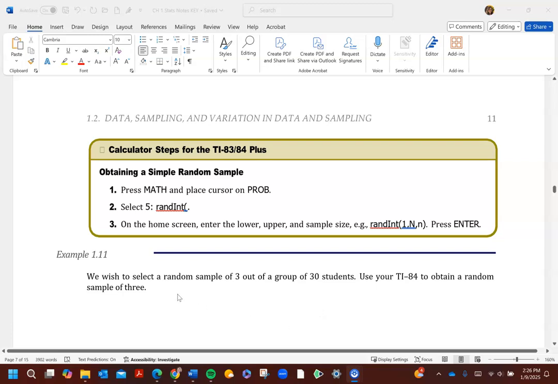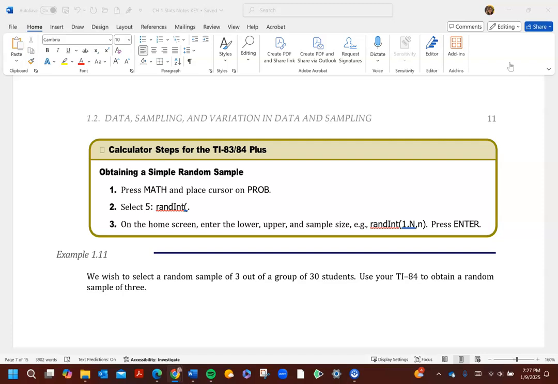So if we were looking at selecting a random sample, 3 out of a group of 30 students, we basically could list out the numbers 1 through 30, assign each person a number, and then tear those little pieces of paper off, throw them in a hat, and pull out 3, and those would be the 3 people chosen. That would be one way to do it. Now we have technology, and we can use that.